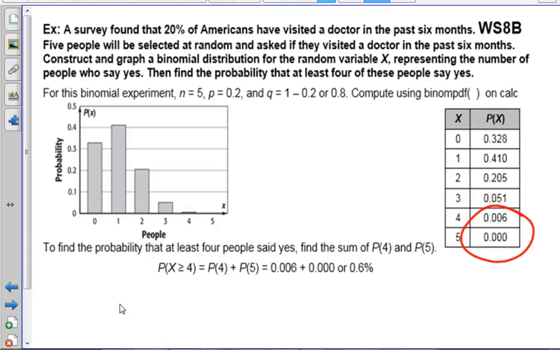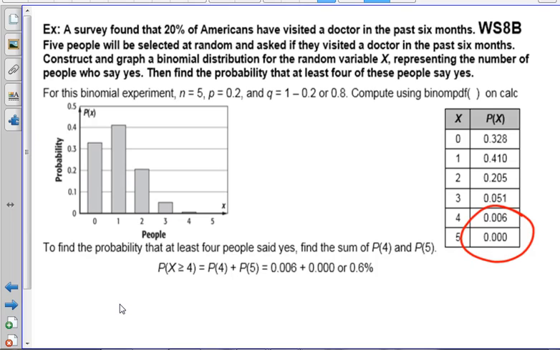Okay, so yesterday we left off somewhere here on the back of worksheet 8. It says the survey found that 20% of Americans have visited a doctor in the past 6 months. 5 people will be selected at random and asked if they visited a doctor in the past 6 months. Construct a graph of binomial distribution for the random variable x, indicating the number of people who said yes.